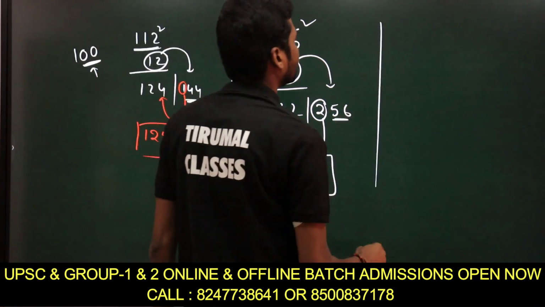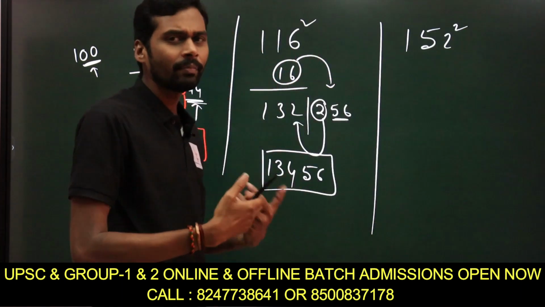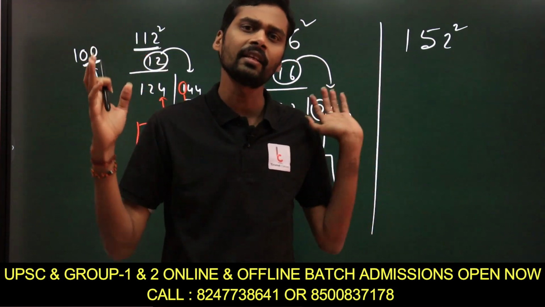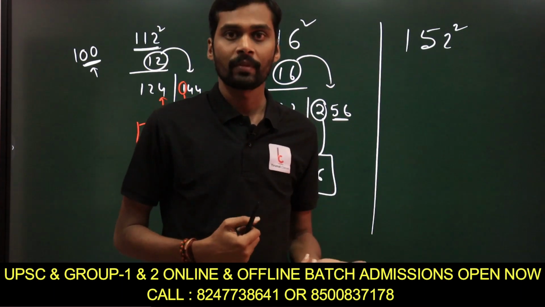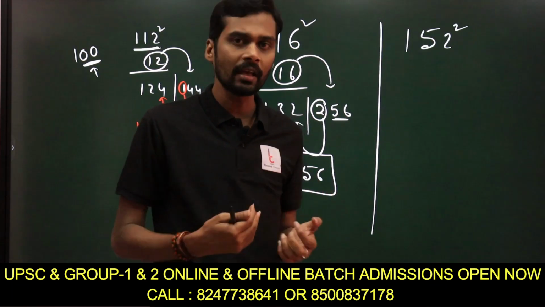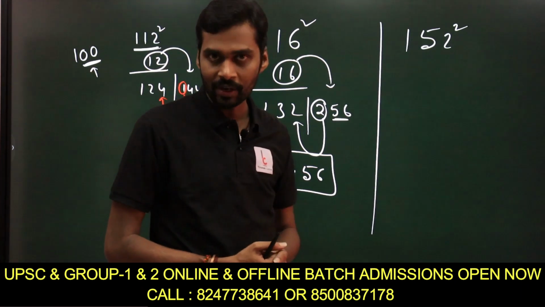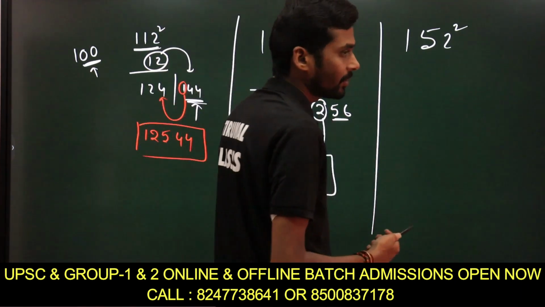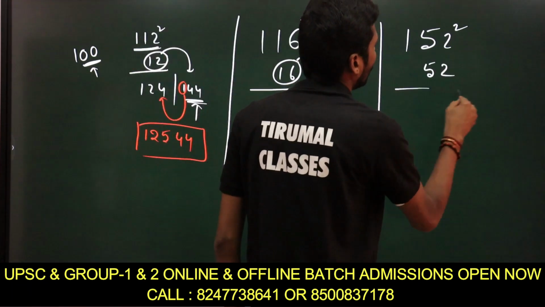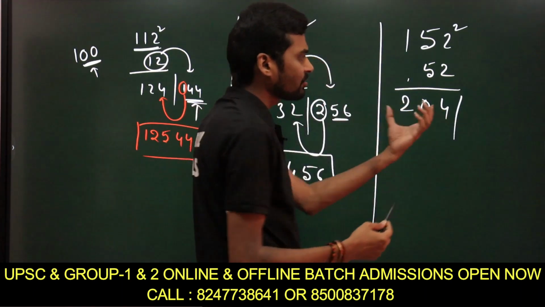Suppose I take some number like 152 square. You can find any big number which is nearer to 100 or 1000 or 10,000, or 1 lakh, 10 lakhs, anything which are powers of 10, which we take as the base. So I have the number 152 square. Now again the procedure is the same. How much is it more than 100? It is more than 100 by 52. Add the numbers. Then it is 204. This is the left side part, right?